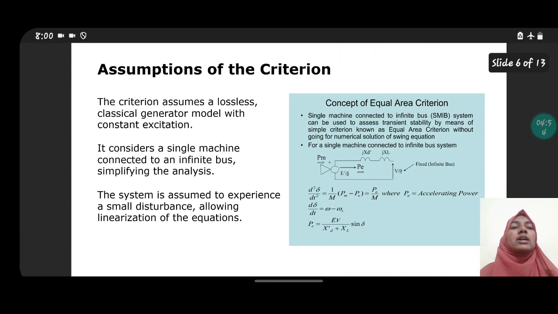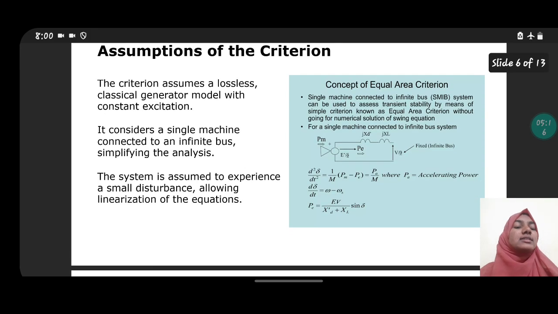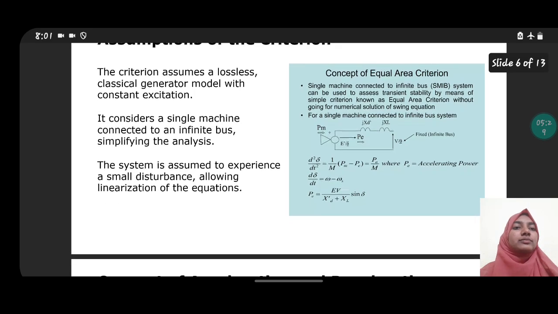Assumptions of the criterion. Let us see what the assumptions of equal area criterion are. The criterion assumes a lossless classical generator model with constant excitation. It considers a single machine connected to an infinite bus, simplifying the analysis. That is a machine connected to an infinite bus in the power system. The system is assumed to experience a small disturbance, allowing linearization of equations.